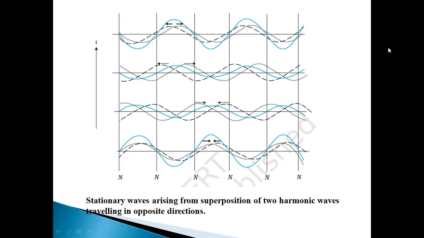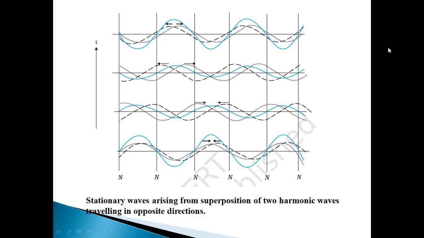Wherever crest comes over crest, that is maximum amplitude, or where trough comes over trough in a maximum way, that is negative maximum. And wherever the first wave and the second wave come in opposite directions, that is the node positions.